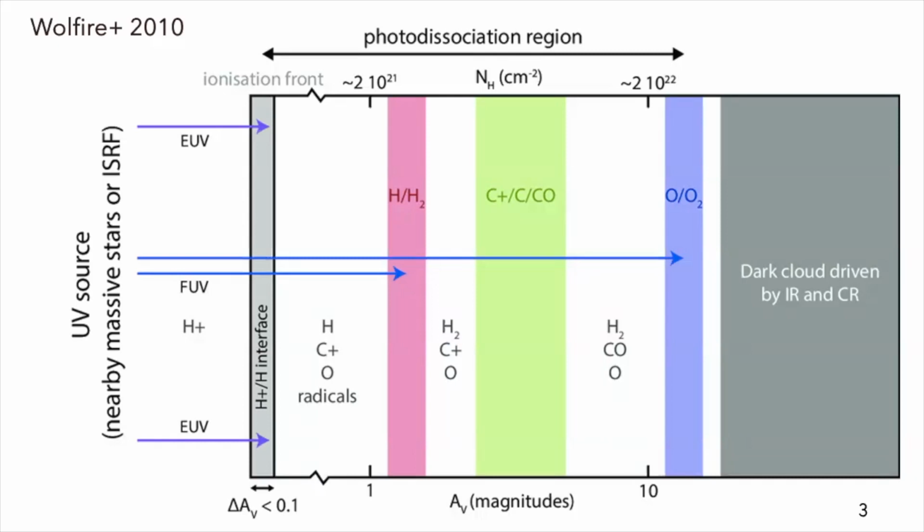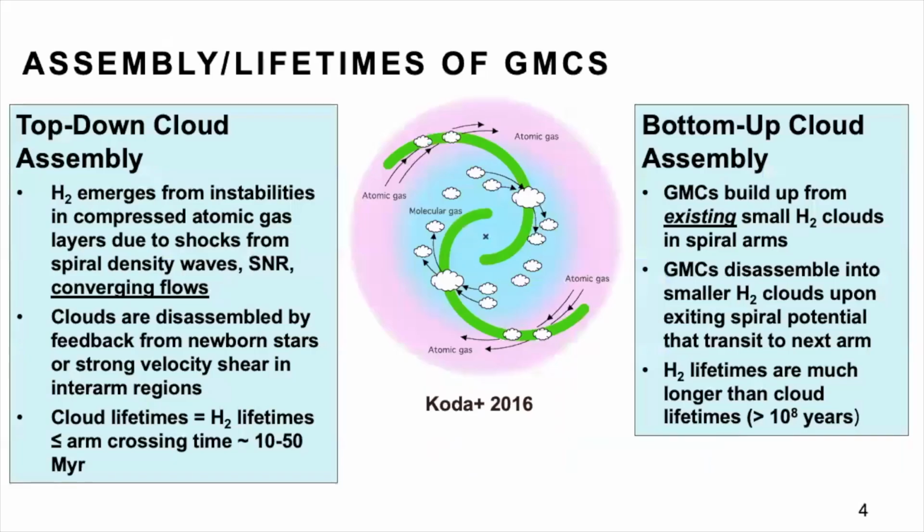All right, so those are the microscopic processes of molecular hydrogen formation. But you need macroscopic processes to develop those self-shielding layers that allow molecular hydrogen and CO to form and to build up their abundances. This has been a debate going back all the way to the 1970s, the beginnings of millimeter astronomy, of whether you have a top-down cloud assembly process or a bottom-up assembly.